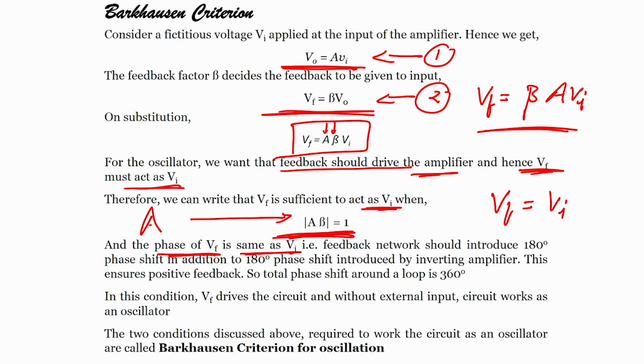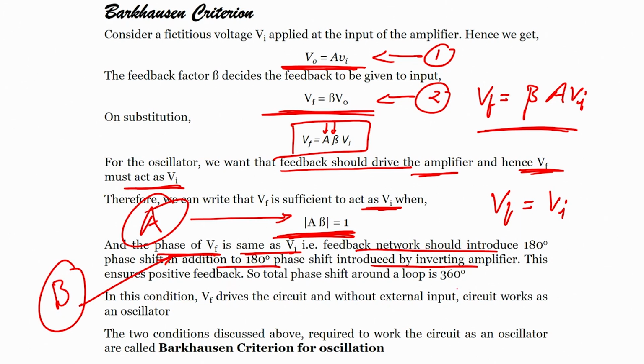Let us say A. Second is phase of feedback, so we say B, alright. That is, the feedback network should introduce 180 degree phase shift in addition to the 180 degree phase shift introduced by the inverting amplifier. If we are using an inverting amplifier, this ensures positive feedback. So, the total phase shift is 360 degree or 0 degree. That means my Vf and Vi are in phase, correct.